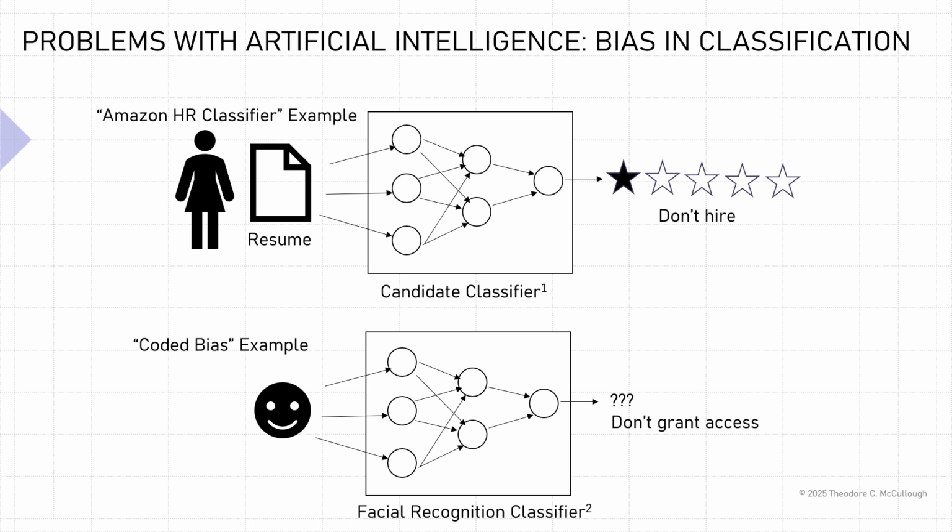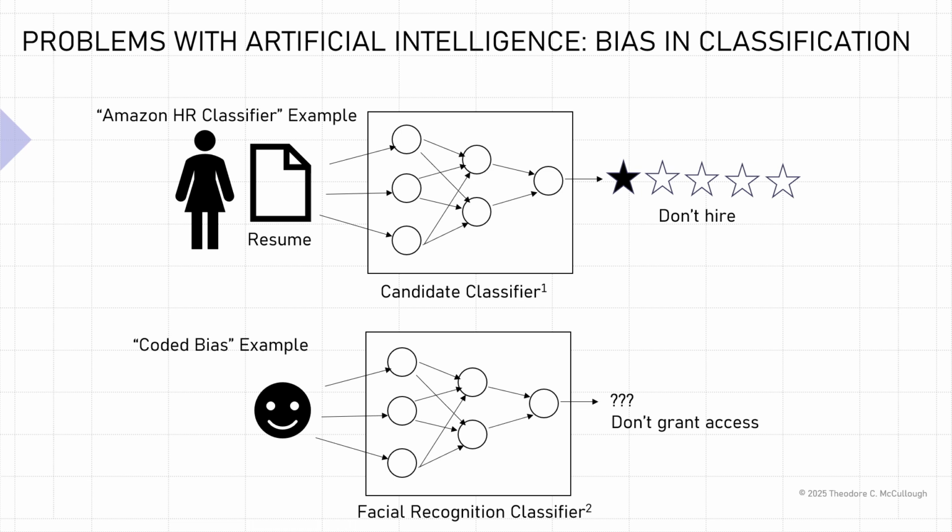With respect to the Amazon HR classifier example, what occurred is that Amazon built a classifier to identify the best candidates for computer programming roles at their company. To train this classifier, they used resume data received over the prior years. This resume data was predominantly from male candidates, as a result of which, when female candidates' resumes were processed through the classifier, it determined that these candidates were not worthy of being hired.